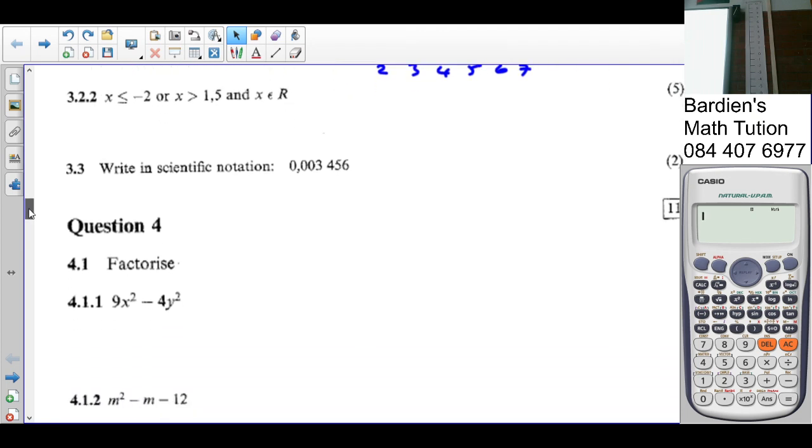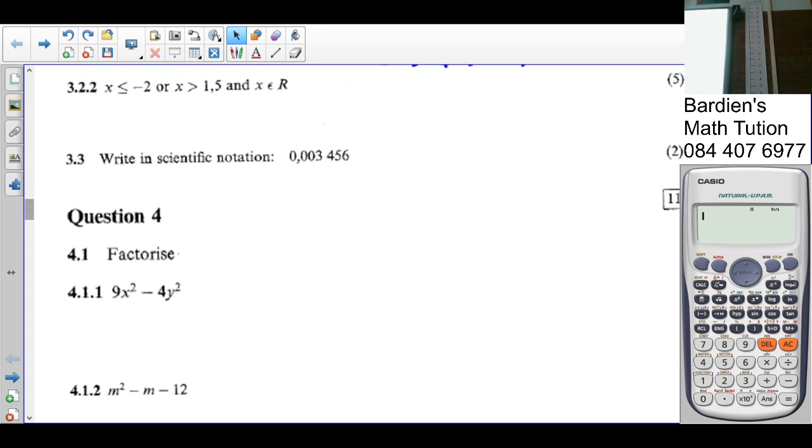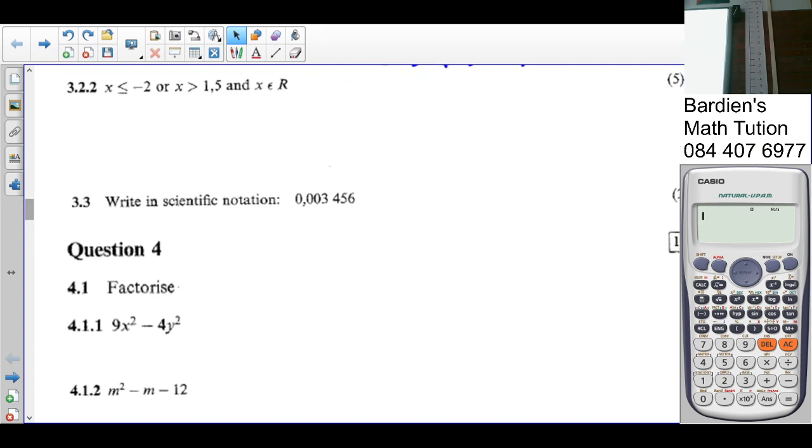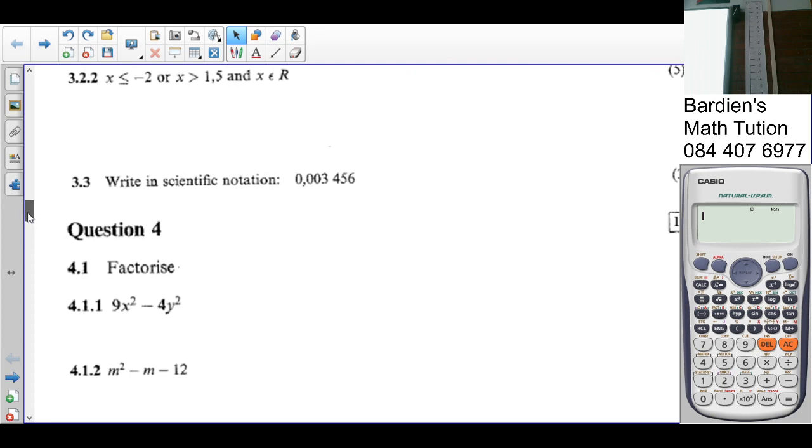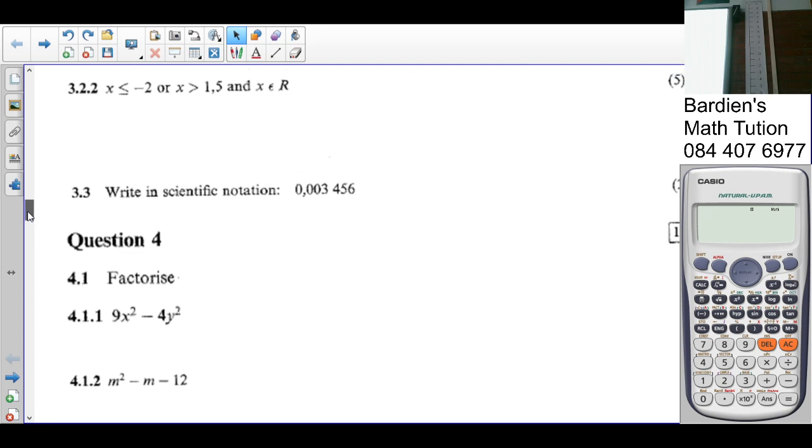People, listen, there's a lot of jobs available for people that want to become maths teachers. How many of you want to become maths teachers? Nobody?